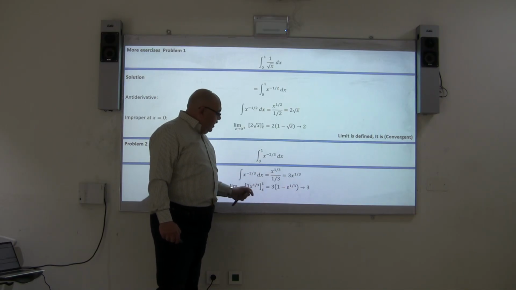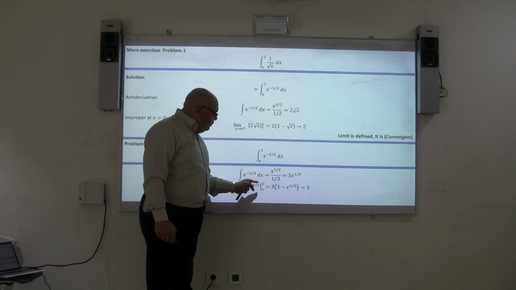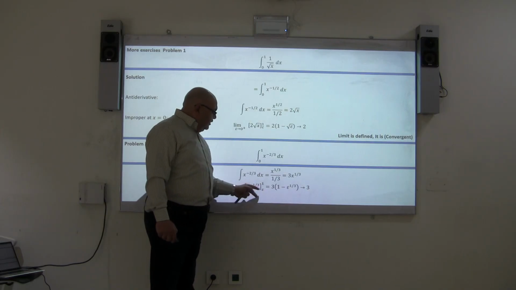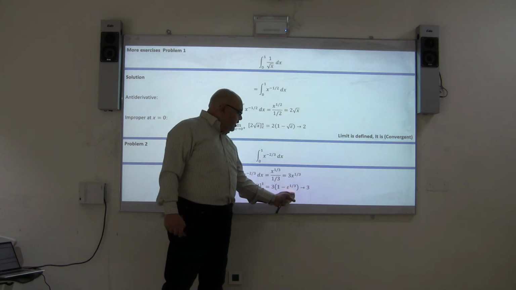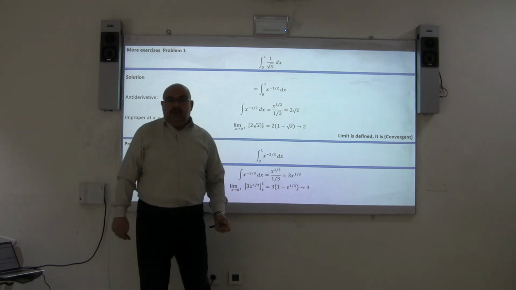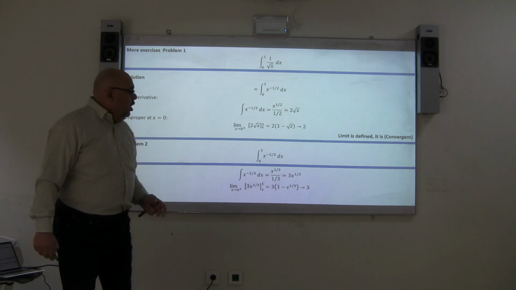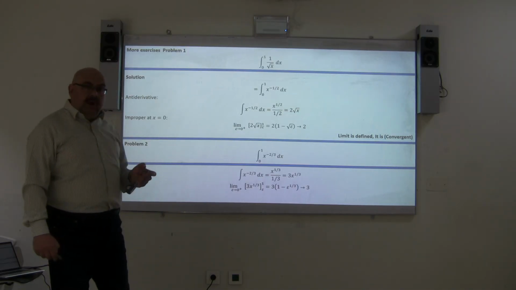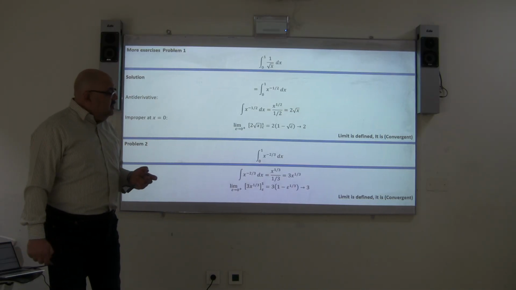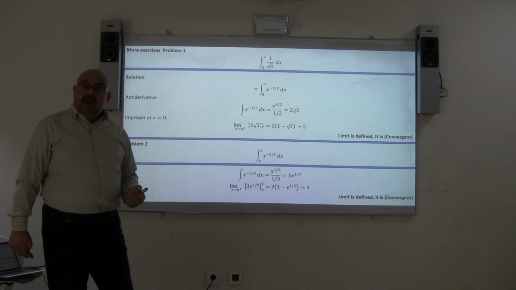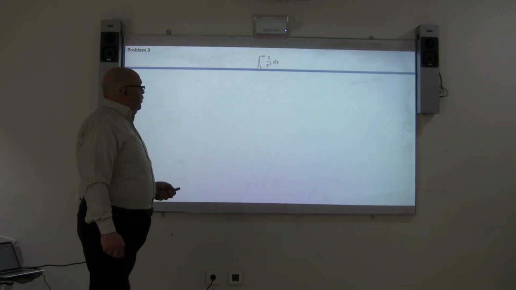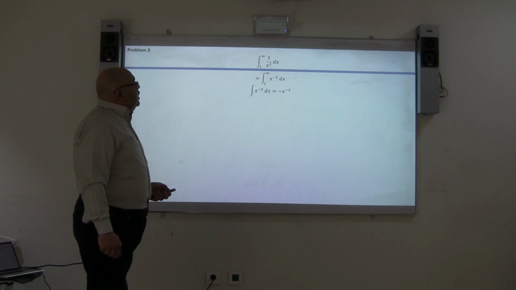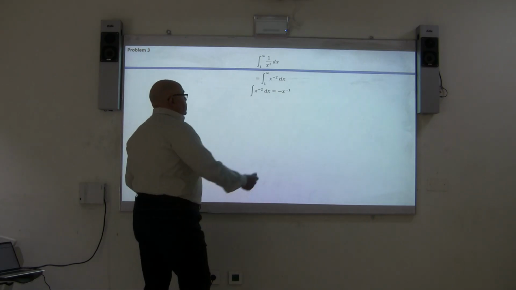Then I will replace every x by 1 first. Then I will replace x by epsilon. Take the limit as it tends to 0. This part is going to be cancelled. So as t approaches 0, your integration will approach 3, which means it's a convergent integration, as you can see. Another problem, which is 1 over x to the power of 2. So integrating is going to be x to the power of negative 1.